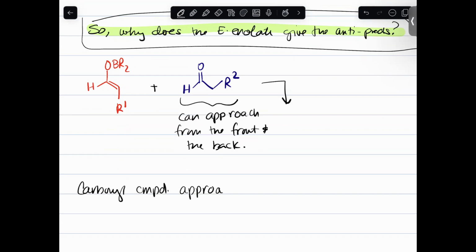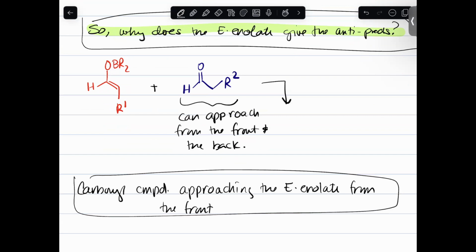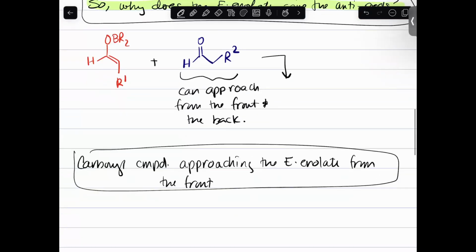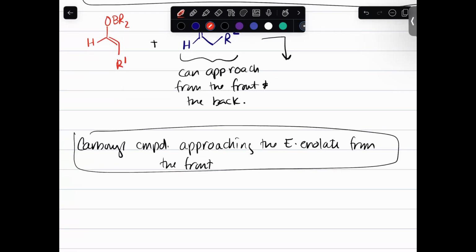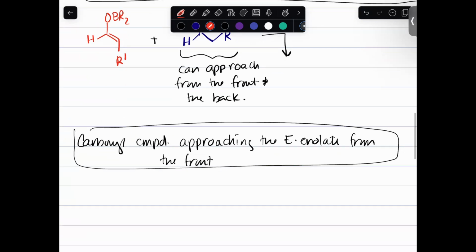Now, what we're going to take a look at is the carbonyl compound approaching the E-enolate from the front. And so we're just going to focus on the carbonyl compound approaching the enolate from the front, and we're going to do the exact same thing that we did before. I'm just going to redraw my E-enolate. And just like before, I rotated it to the right slightly, about 90 degrees, and I'll draw it in red.